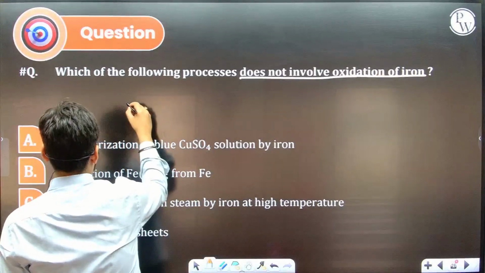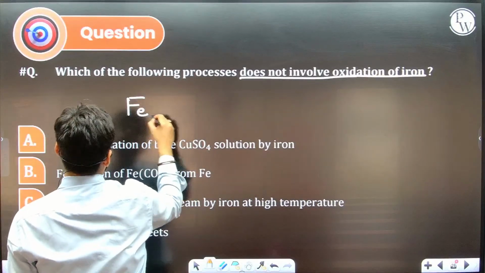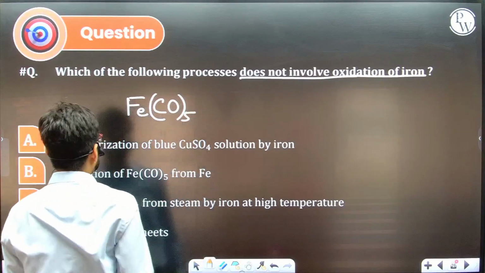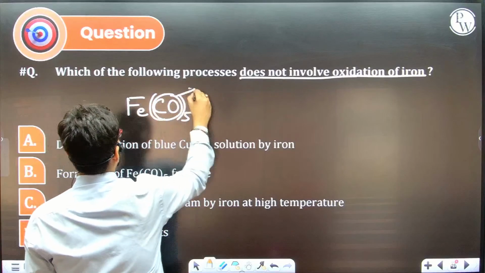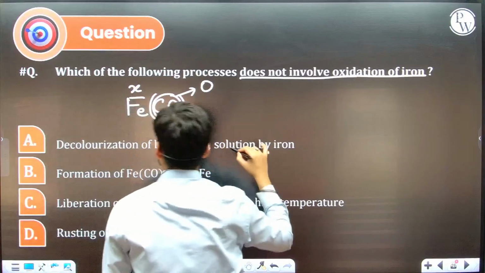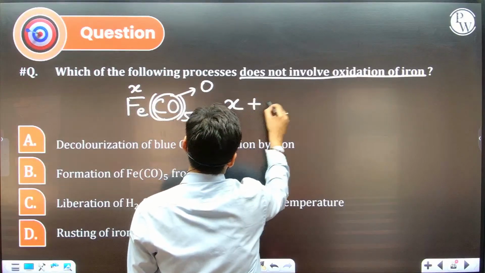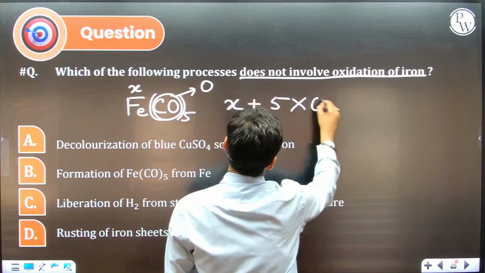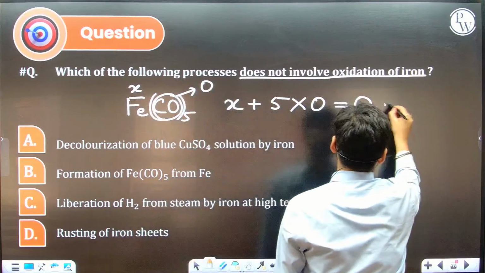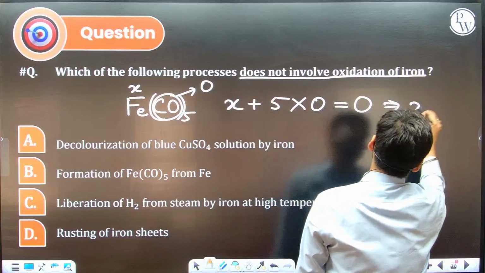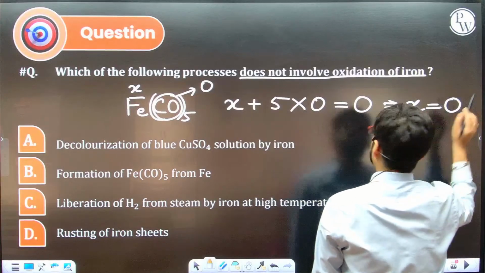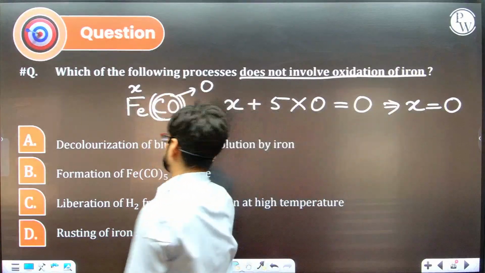If I talk about option B, that is Fe(CO)5, here this is neutral, so 0 is the charge. And if I assume X to be the oxidation state of Fe, then I have to write like this: X plus 5 into 0 is equal to 0, because there is no charge on this entire structure. This means that X is equal to 0. That means the oxidation state of Fe is 0 in this.